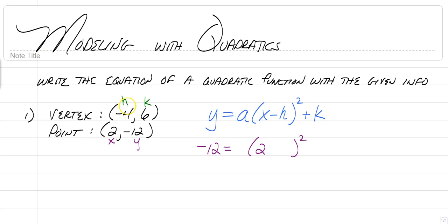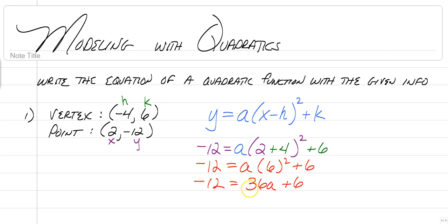So our h is a -4. So since this is x minus h, minus a -4 is going to give us +4. And then our k value is 6, so +6. And all of that is going to help us find a. So now all you have to do is start crunching some numbers. So we have -12 is equal to a times 6 squared plus 6. So that's going to be 36a plus 6 is equal to a -12.